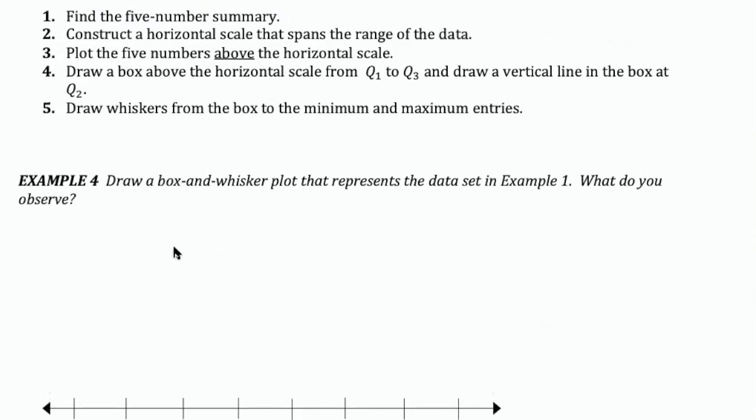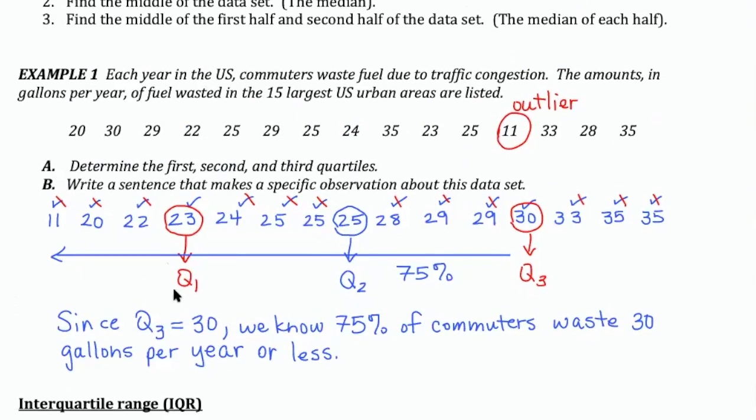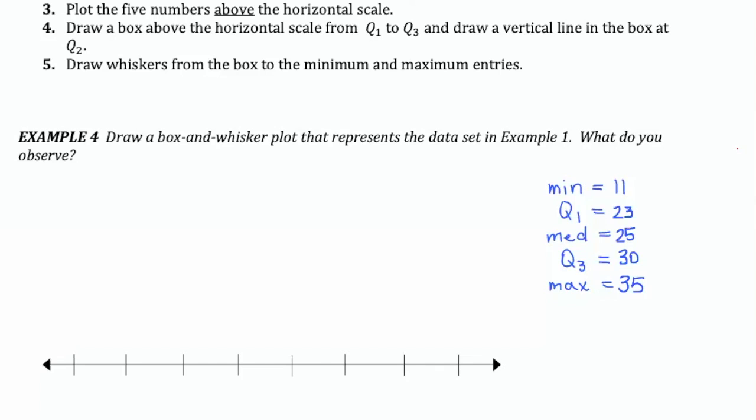Example 4 says draw a box and whisker plot that represents the data set in example 1, and what do you observe? For convenience sake, I'm going to go back and look at my example 1 data. I have my Q1, my Q2, my Q3. All I need to grab in addition to that is the lowest value of 11 and the highest value of 35, and I have my 5-number summary. Again, just to repeat, to do the 5-number summary, you're going to do this process of breaking your data into quartiles. I've written my 5-number summary off to the side, leaving space to work on this number line.